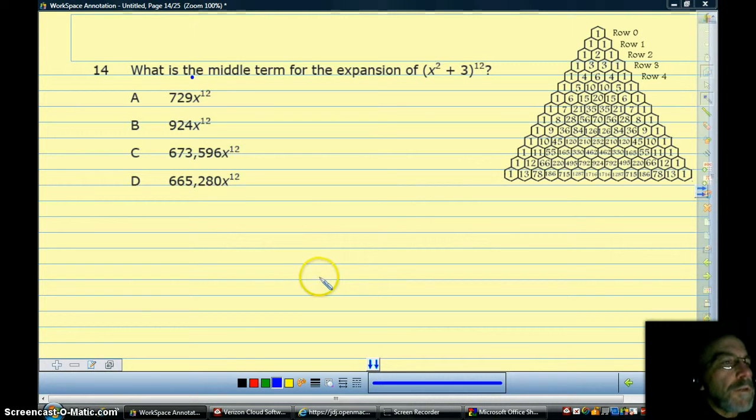Alright, ladies and gentlemen, we're going to do number 14, which is a binomial expansion, but all we want is the middle term of this binomial expansion. This is x squared plus 3 to the 12th, which means it's going to be x squared plus 3 times x squared plus 3 12 times.